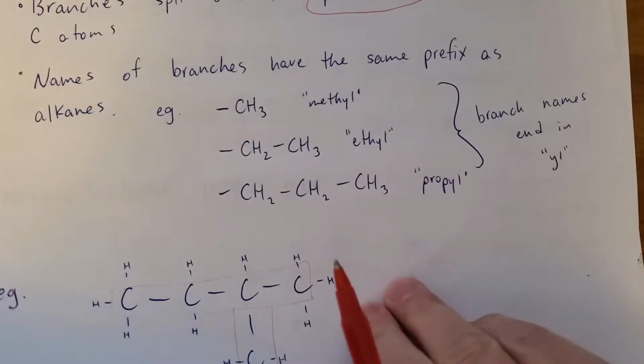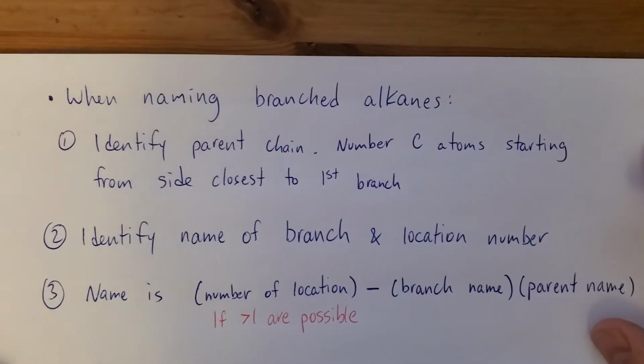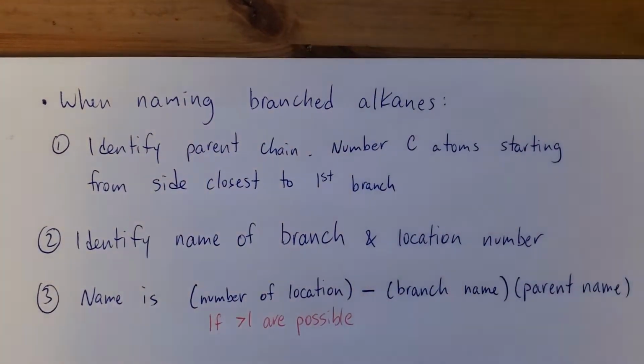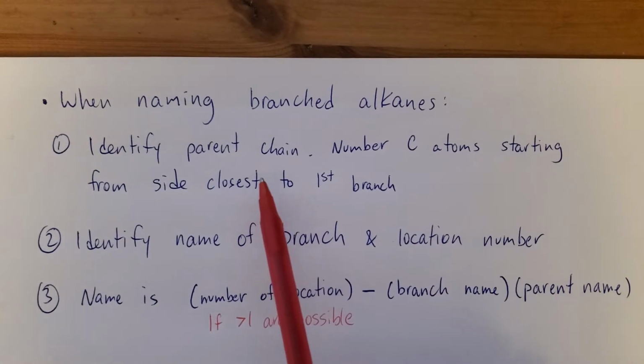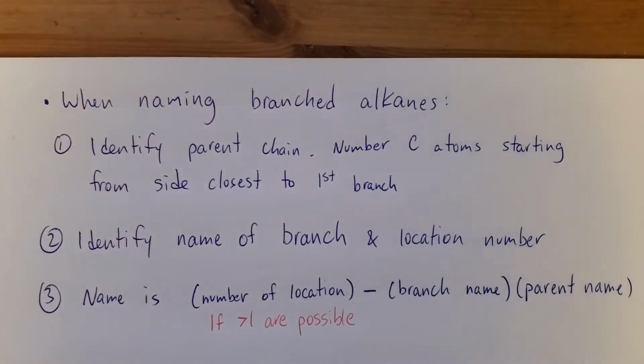Let's talk about how to actually name branched alkanes. I kind of gave you a preview just a second ago. You identify the parent chain. But this is new: you number carbon atoms starting from the side closest to the first branch. Then you identify the name of the branch and where it is. Then you write the location, if there's more than one possible location, the branch name and the parent name.